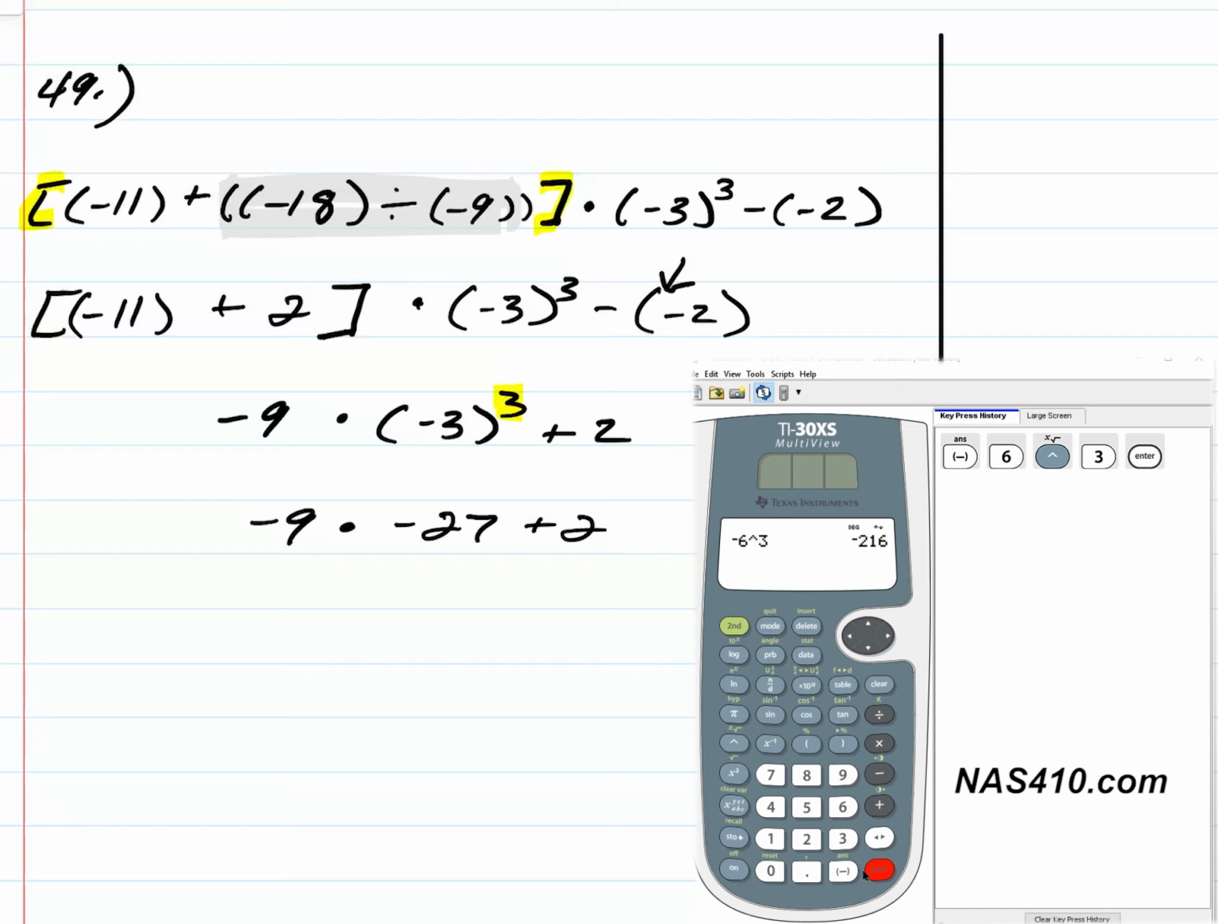Okay, next I'm going to do my multiplication. That's my next operation, which is 9 times negative 27. Okay, 9 times 27 is 243, and a negative makes positive, so this is just positive 243 plus 2. Okay, and 243 plus 2 equals 245. Final answer.